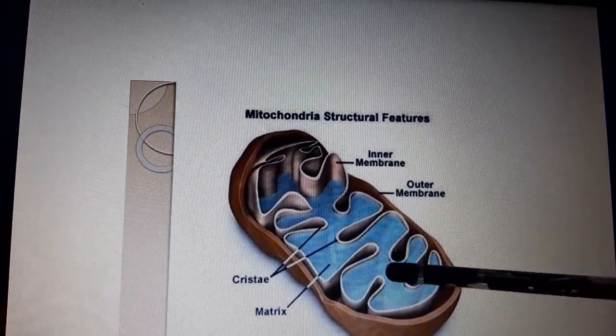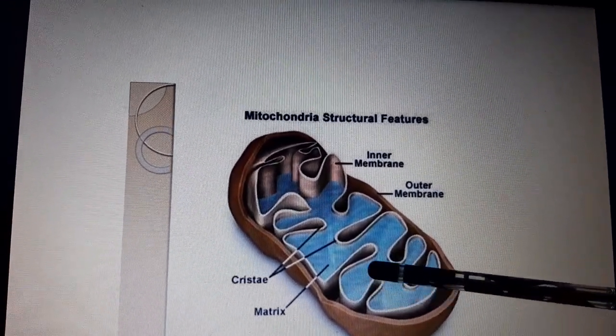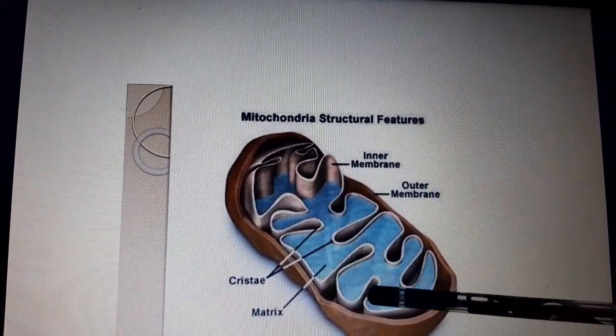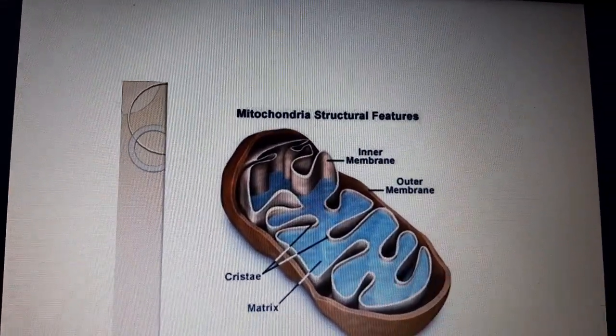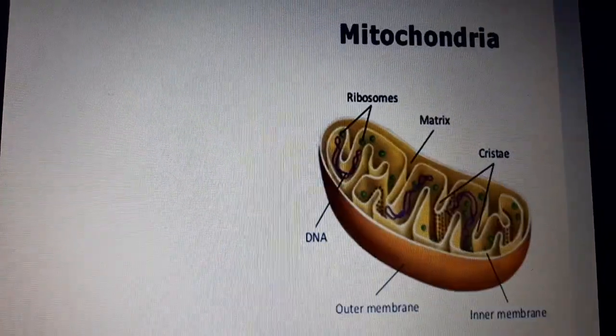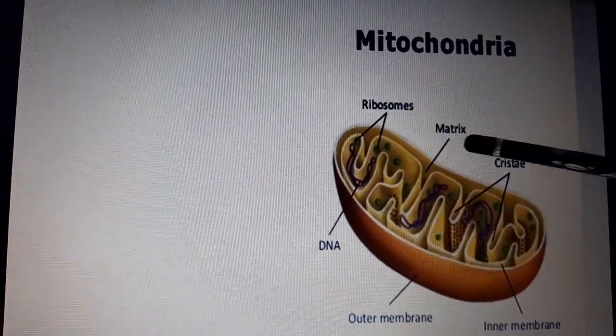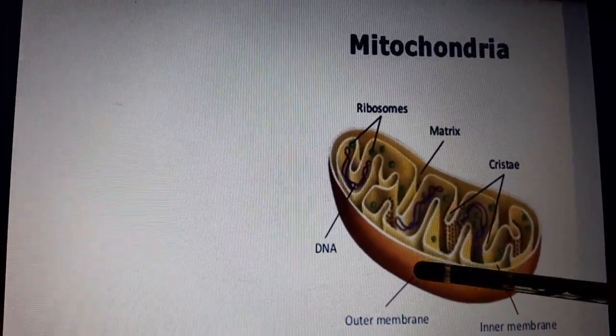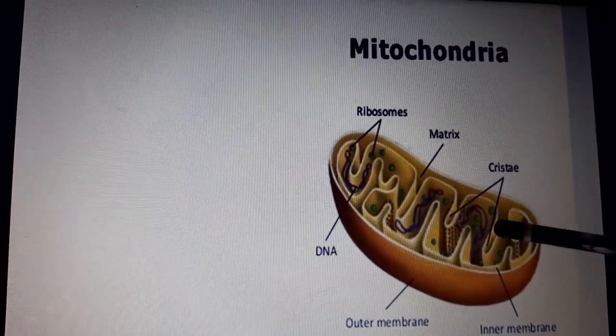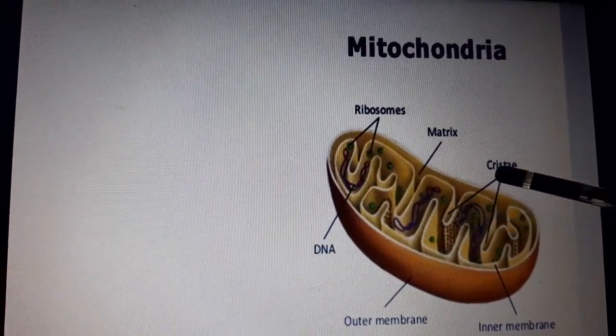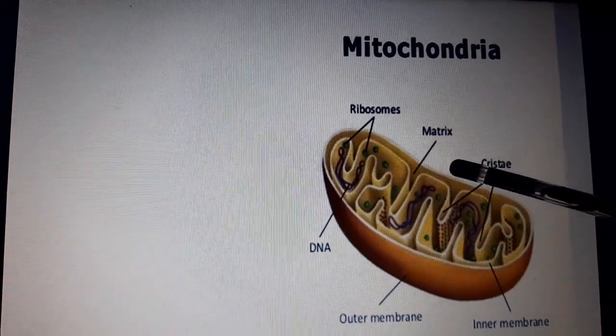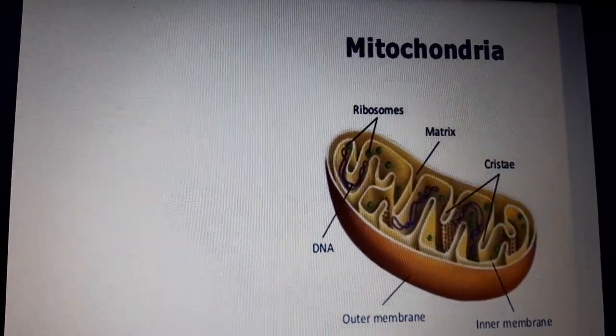After the inner membrane lies a matrix structure which is called cristae, and it is a kind of filled matrix. This matrix is filled with ribosomes and the DNA. So this is the outer membrane. Then the matrix-like structure whose outer part is called cristae, and the matrix itself is filled with ribosomes and DNA.